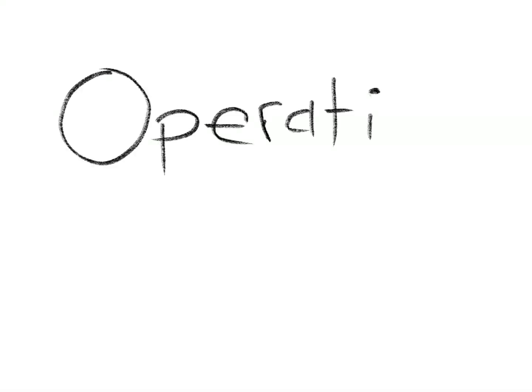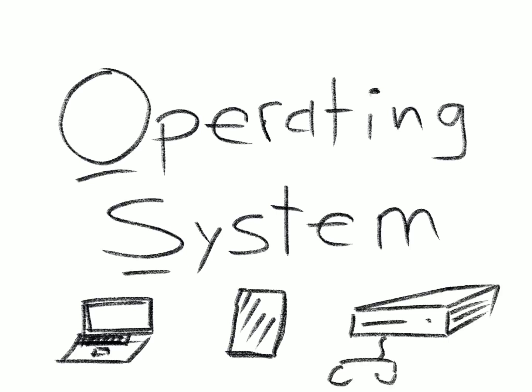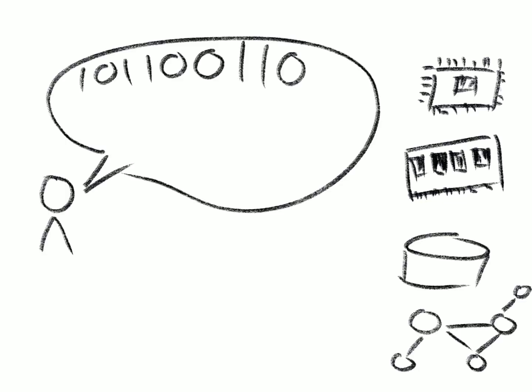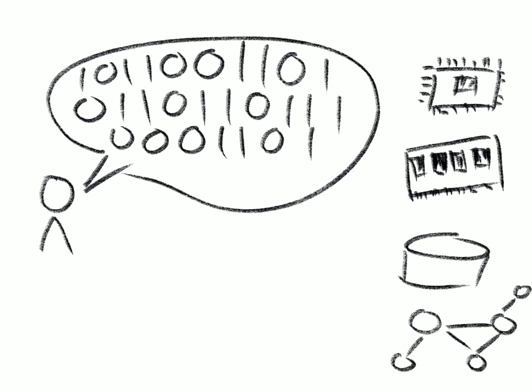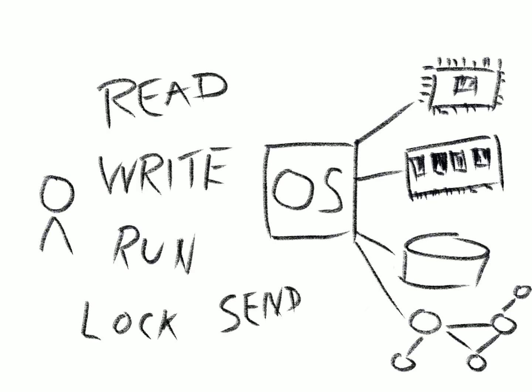An operating system, or OS, on the mainframe is just like an operating system on your laptop, phone, or game console. It manages the system's resources like CPU, memory, disk, and network, so the users and applications don't have to speak binary ones and zeros to talk to the hardware. Instead, they can use higher-level functions like reading and writing to memory or disk, running processes, locking files, and sending data over the network. Without an operating system, you just have a bunch of hardware. The operating system puts a face to the system and gives the user something to interact with.